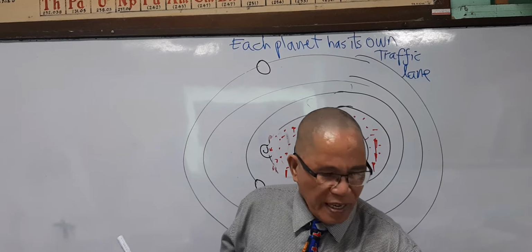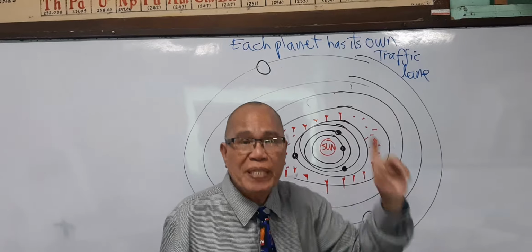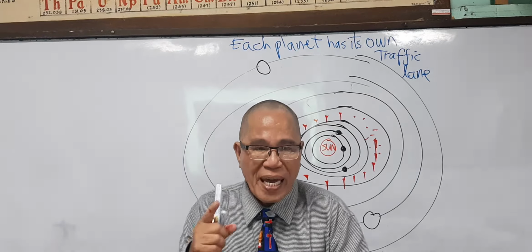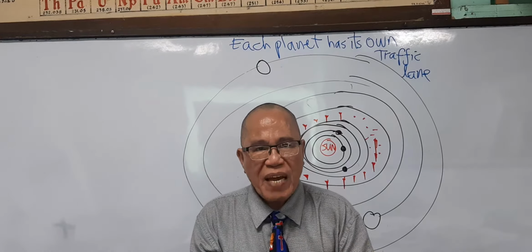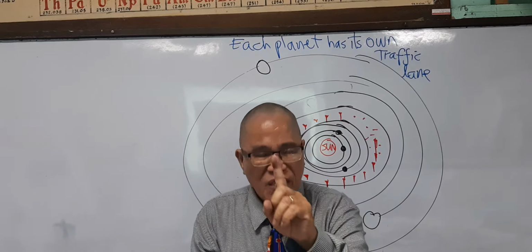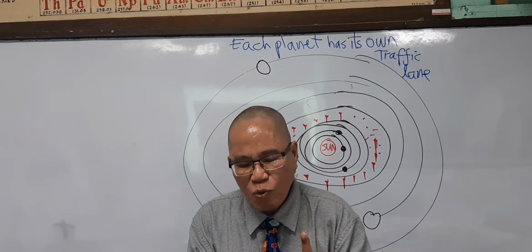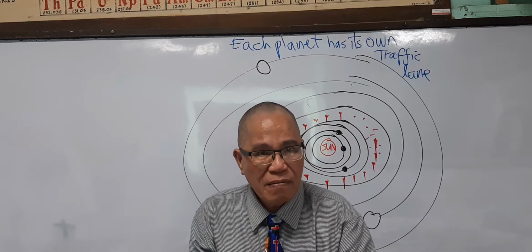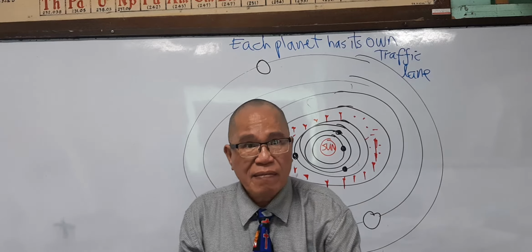And every planet, while they have their own traffic lane, they also have their own speed. If we are going to calculate here, Mercury has a speed of moving around the sun of 47.87 kilometers per second. Next, Venus, 35.02 kilometers per second. Next, Earth, 29.78 kilometers per second. We are talking here of per second. In the case of the Earth, 29.78 kilometers every second.